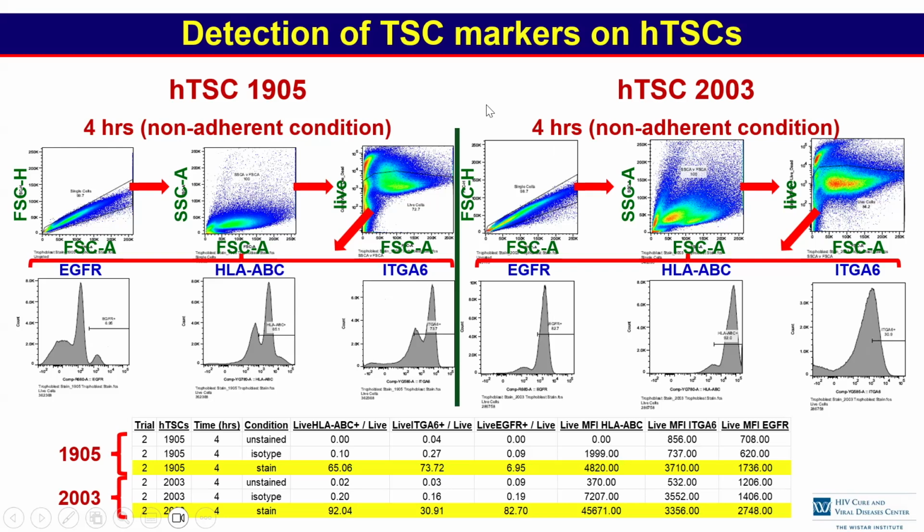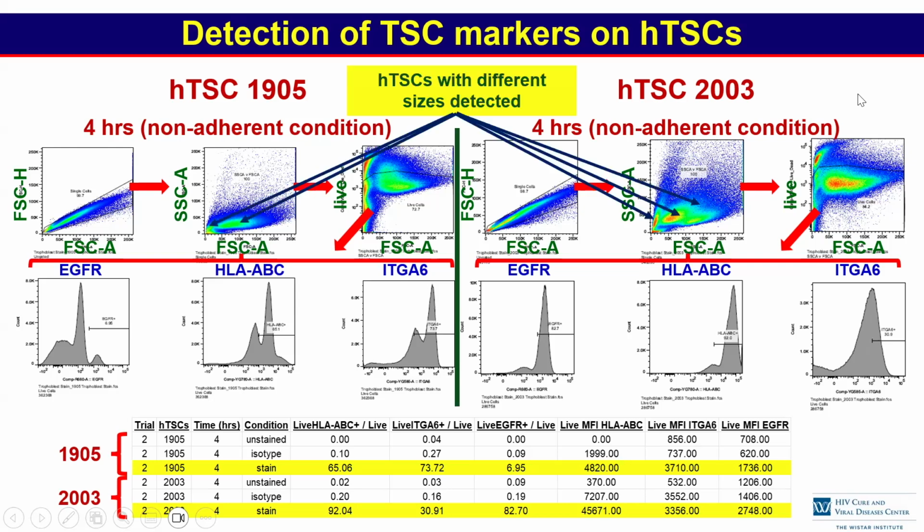We had some concerns because if you look here, we have different cell sizes of the trophoblast cells. That was not something that we expected. We thought that everything was going to be pretty much the same size. But as I showed you before, in the actual culture we did see large cells and small cells. So this replicates also in the flow cytometry assay.